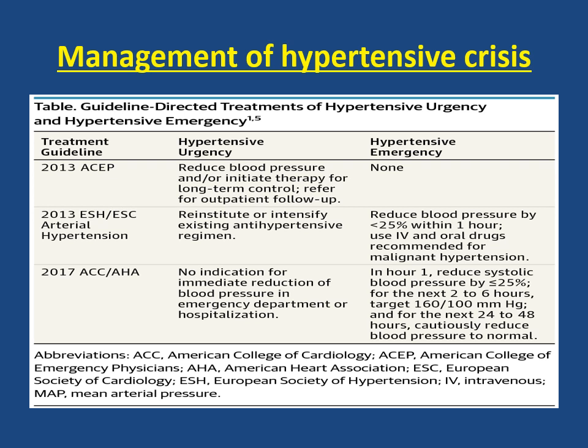The management of hypertensive crisis according to the American College of Cardiology, American Heart Association guidelines 2017. In patients with hypertensive urgency, there is no indication for immediate reduction of blood pressure in the emergency department or hospitalization. While in patients with hypertensive emergency, we must admit the patient and give parenteral antihypertensive drugs, aiming to reduce the systolic blood pressure by 25% within the first hour and to 160 over 100 in the next 2 to 6 hours and back to normal in the next 24 to 48 hours.